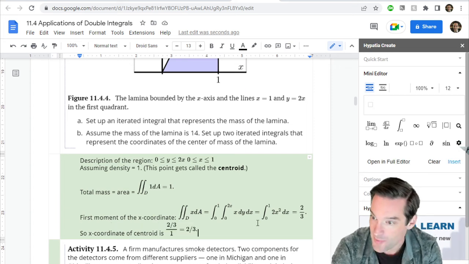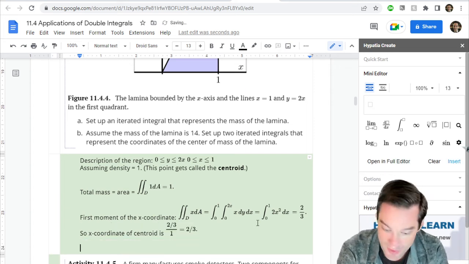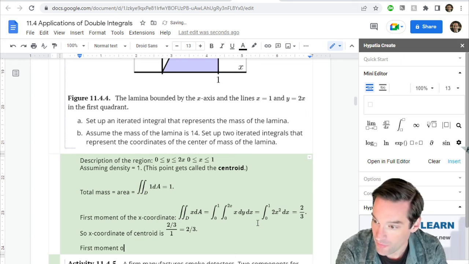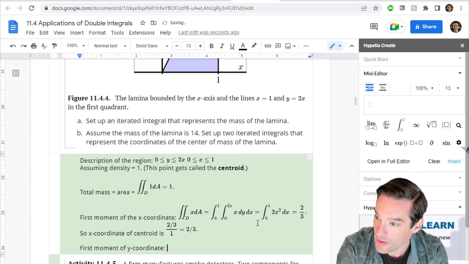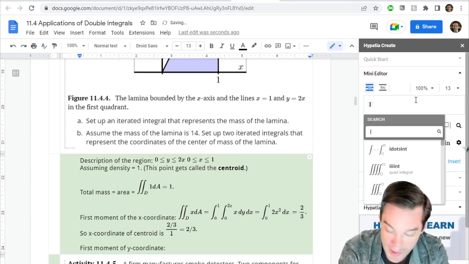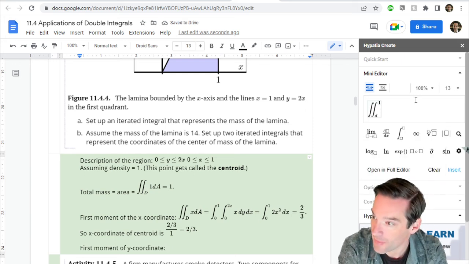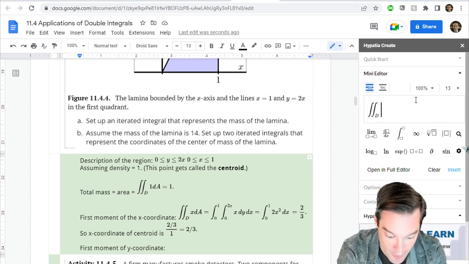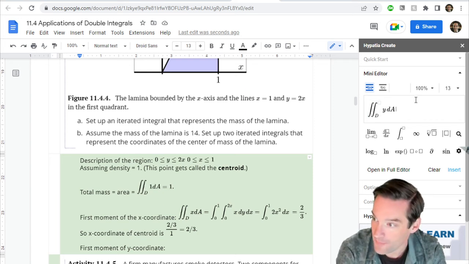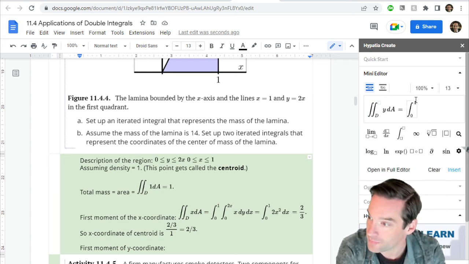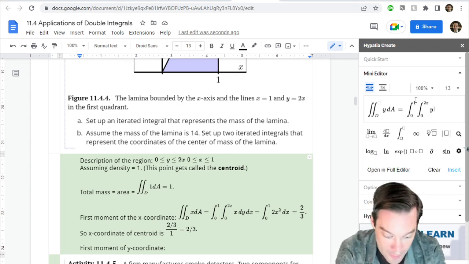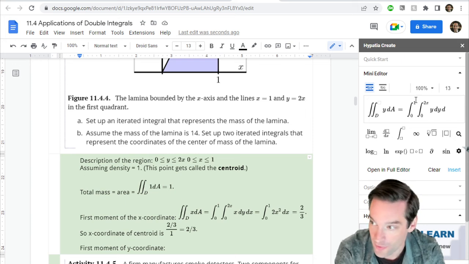The y-coordinate seemed to be the one that was a little bit harder to eyeball, so let's find it. The first moment of the y-coordinate is just the double integral of the function y over the region D. So y with respect to area. So it's the integral from 0 to 1 of the integral from 0 to 2x of y with respect to y and then with respect to x.